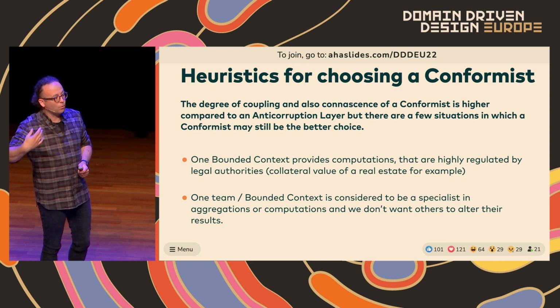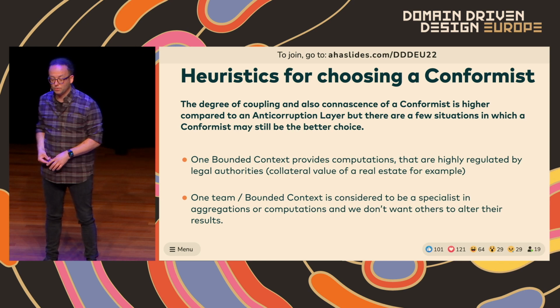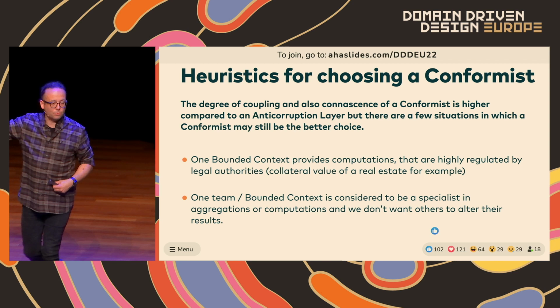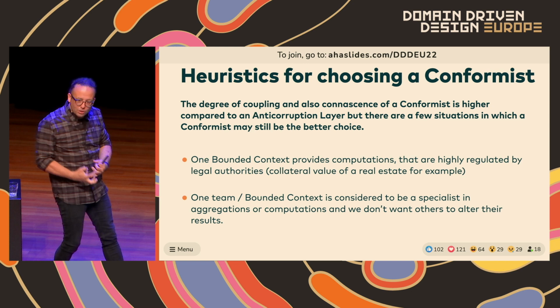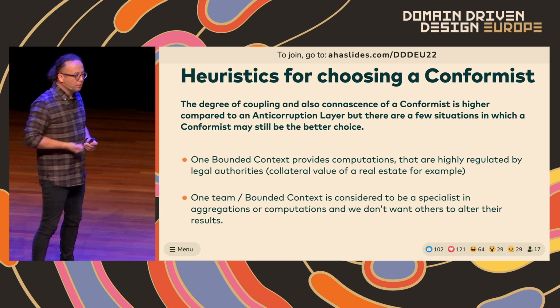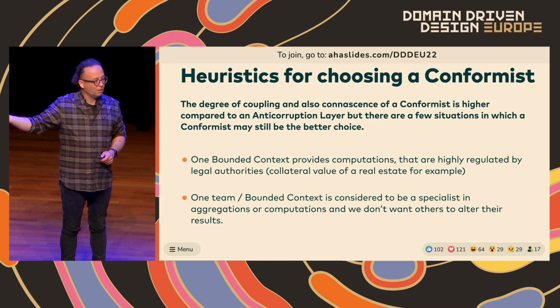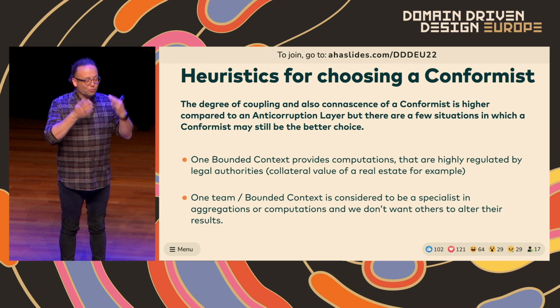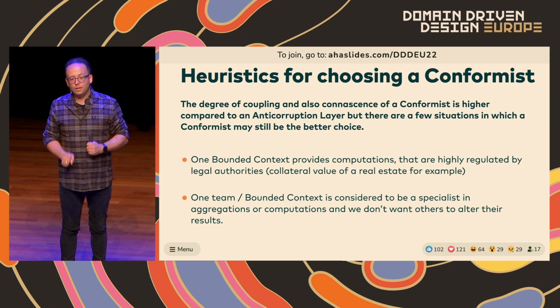So, for instance, you have one bounded context that provides computations that are highly regulated. You don't want anyone else to mess around with that. Or you can use a conformist to give certain teams less power or more power as well. Or you just want to save time and money because you say, hey, that external model is good enough for me. I have built some amazing conformists, and I was super happy about those conformists. They worked. They did the job. Mostly in not-so-strategic areas. And I avoided the extra effort.